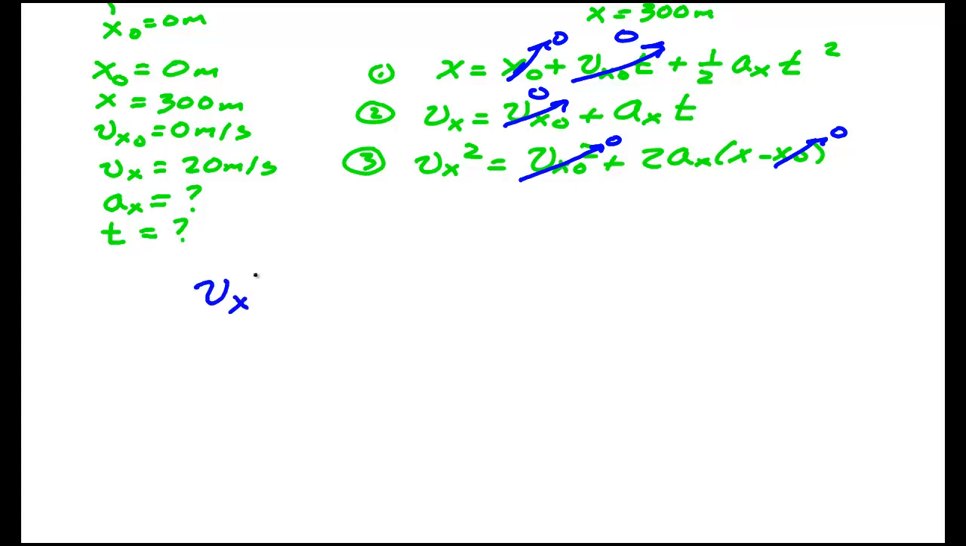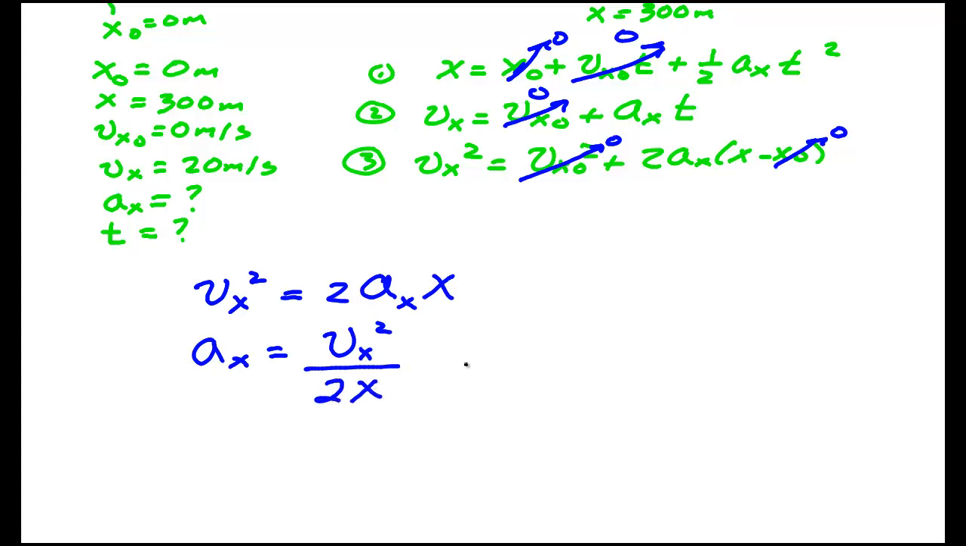So Vx squared is 2a sub x times the position. Solving for a sub x, I get Vx squared over 2 times x. And on top, 20 meters per second squared. On the bottom, 2 times 300 meters. I have a meter squared divided by a meter gives me a single meter on top, and I'm divided by a second squared. So I end up in meters per second squared. That's the right unit. So check my units.